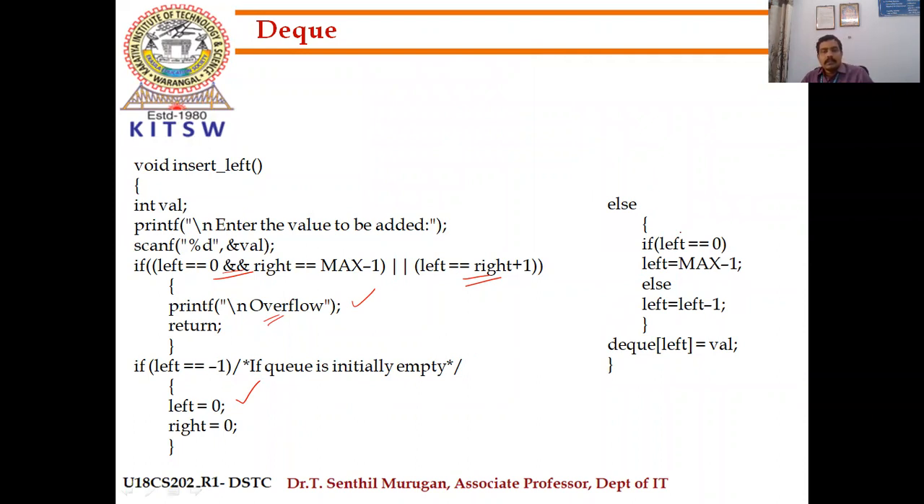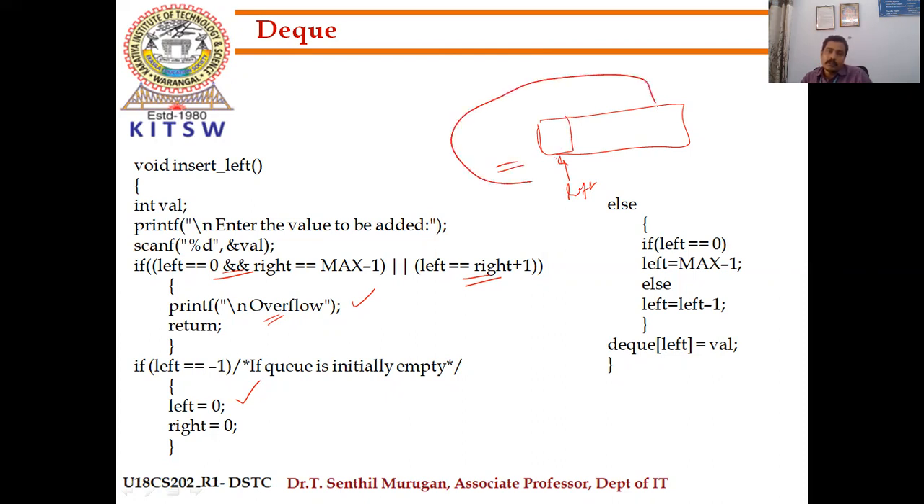If left equals 0, we have to check it, and then left equals max-1. We will change it to the next position. For example, what we are doing is inserting the element. Where are we inserting? The left pointer is pointing to this side. If you want to insert here, an element is already there, so there is no space here.